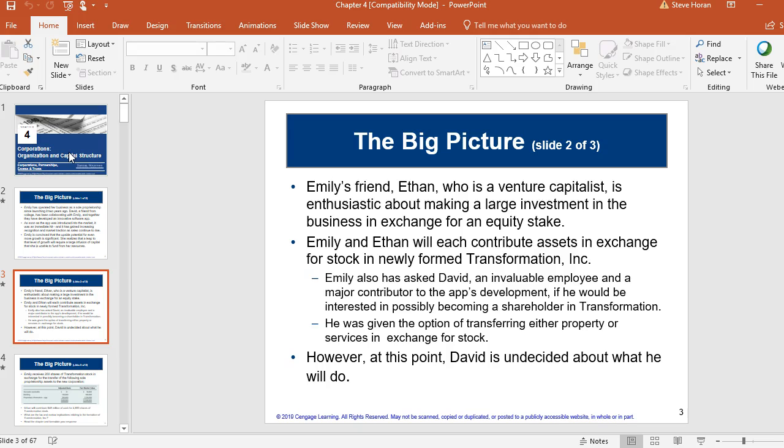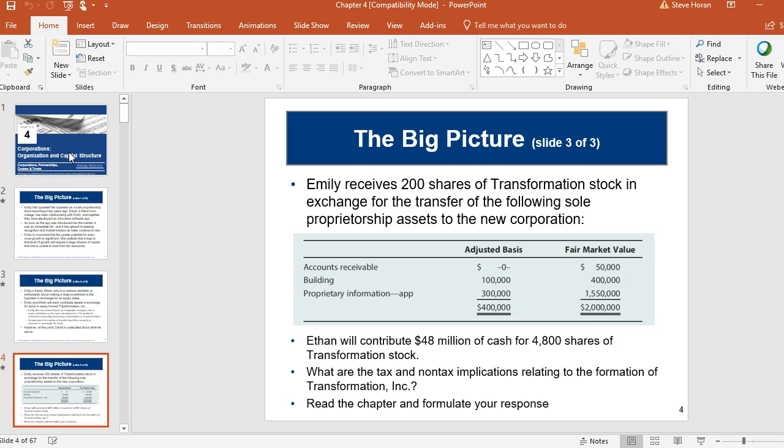Emily and Ethan each contribute assets in exchange for stock of this newly formed company called Transformation. Emily also has asked David, an invaluable employee and a major contributor to the app's development, if he'd be interested in becoming a shareholder of Transformation. He was given the option of transferring either property or services in exchange for stock. However, at this point, David has not decided what he should do. Okay, so we've got Emily and Ethan as contributors, and David's kind of just thinking about it.